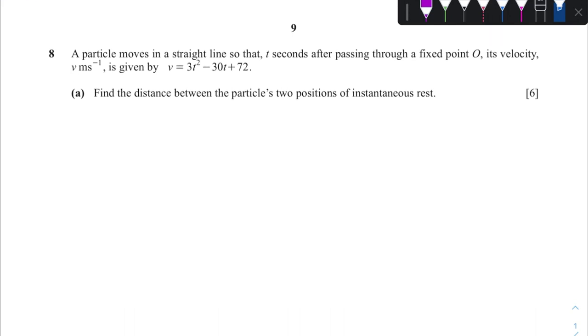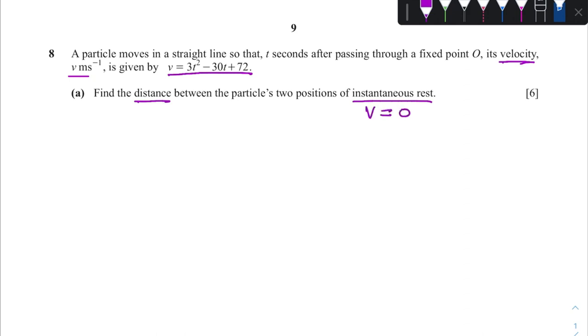So we start with this very first question. It says that a particle moves in a straight line so that t seconds after passing through a fixed point O, its velocity is given by this. All right, so that is velocity. And now we should find the distance between the particle's two positions of instantaneous rest. Now, instantaneous rest means that velocity is zero, okay?